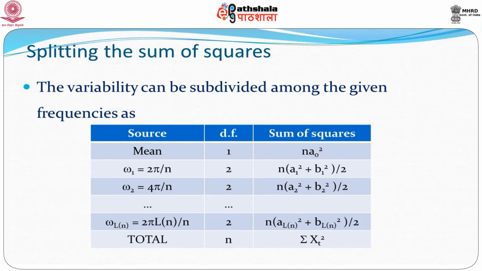And more importantly, if you look at ω_1, which is the first frequency, it is equal to 2π/n. It has 2 degrees of freedom. It is given by n times (a_1 squared plus b_1 squared) by 2.